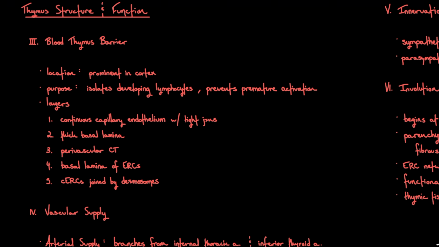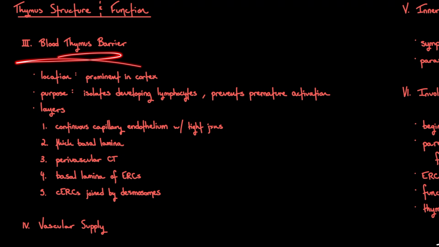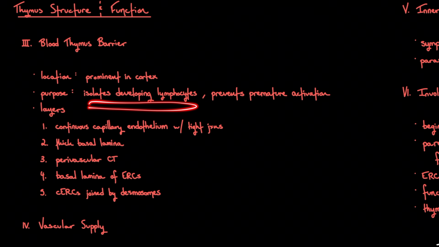All right, a little more here. I'm not going to make you guys know all the layers by any means, but the blood-thymus barrier is a cool concept because, again, it's prominent in that cortex as those T cells are coming in. It isolates those developing lymphocytes. We don't need them to activate right now. You know, like we don't need a first-year med student going into a cardiothoracic surgery. That'd be kind of crazy. They're not ready for that yet. So let's let them train up before we activate them. We don't want premature activation.